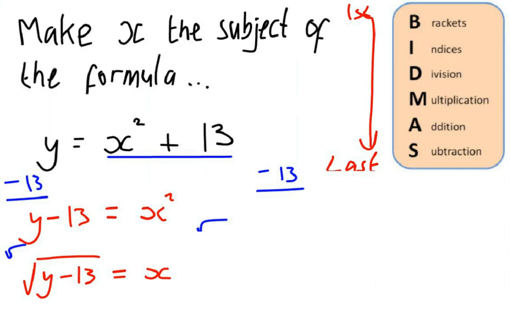So flip it around, keep it tidy. X equals the square root. Remember that square root sign has to go across everything there. So our answer here is just x equals the square root of y take away 13, the square root of all of that. If you like, you could actually put that in brackets.